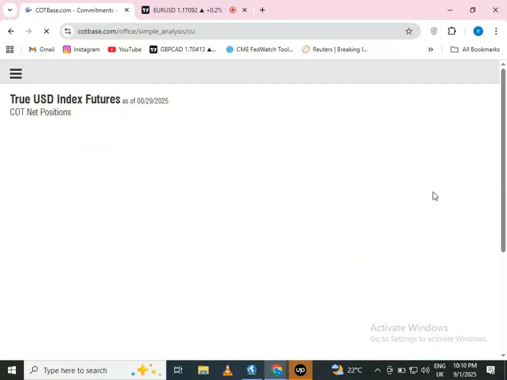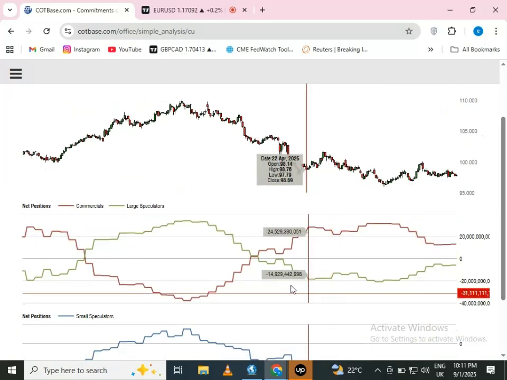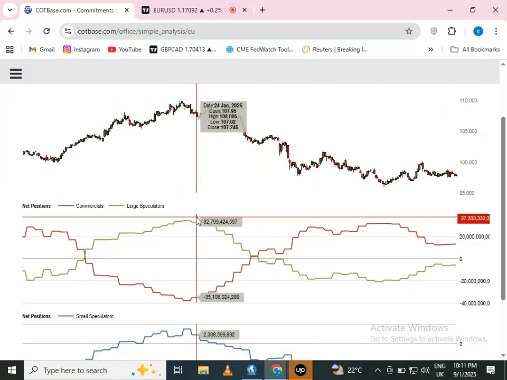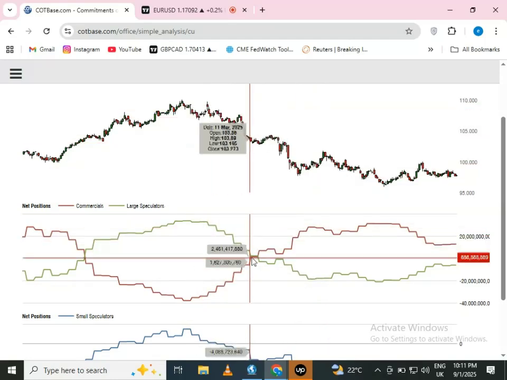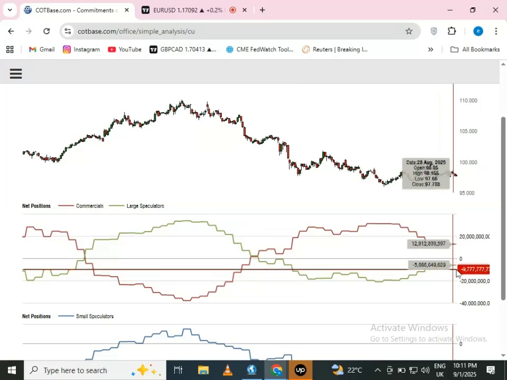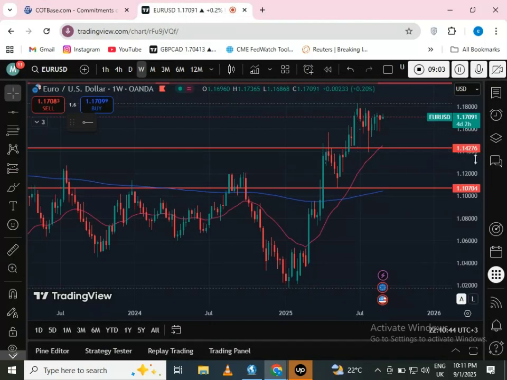Why are we looking for sell positions on this pair? This is because of what is going on. You see the large speculators are below the zero. The chart is also showing they have been selling this pair, and there was an official short, and they're still selling this pair. They're still below the zero, which means they are bearish on this pair.